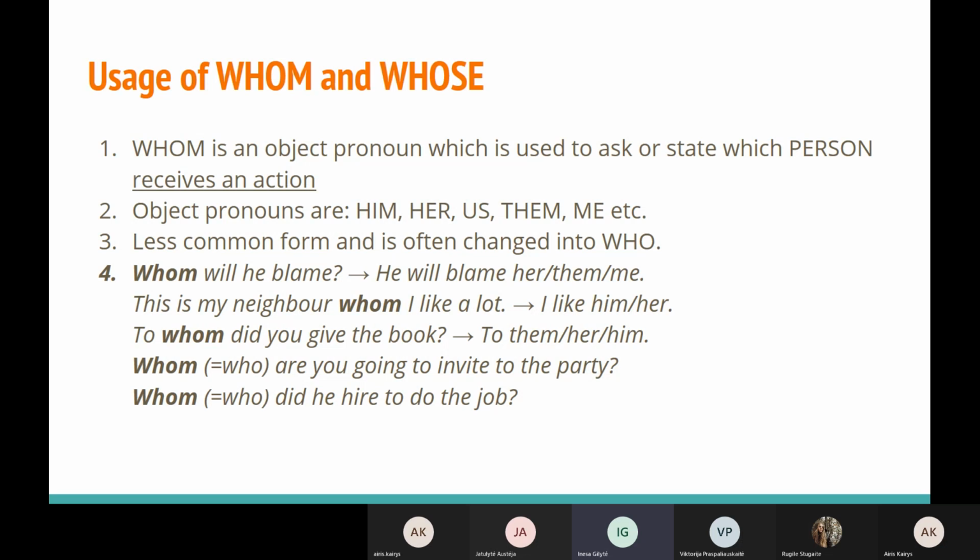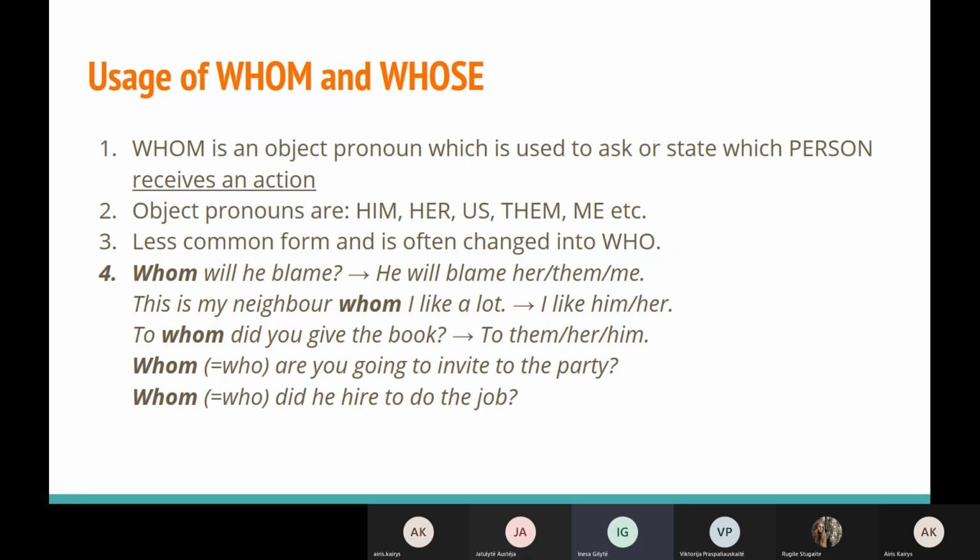Object pronouns are him, her, us, them, and me. So it's really easy to understand when we ask a question or write a sentence with whom, and we can see that it can be easily answered. For example, whom will he blame? He will blame me, them, and her. So as you can see, object pronouns: her, them, and me. It means that if a question is asked with the pronoun whom, then it can be answered with an object pronoun, which are given in these examples.